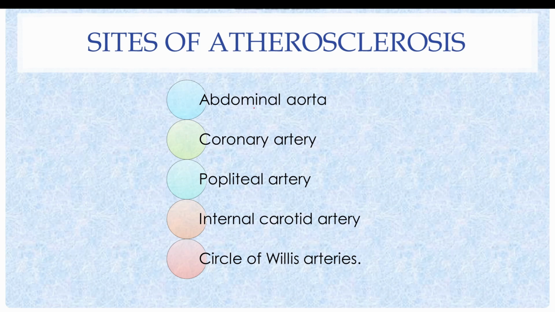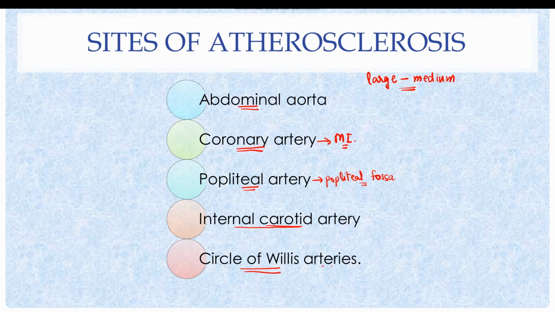The atherosclerotic plaques are typically formed in large or medium-sized arteries. The most common sites of atherosclerosis are the abdominal aorta and coronary arteries, which ultimately lead to myocardial infarction. The popliteal artery is present behind the knee in the popliteal fossa, and atherosclerotic plaques within the internal carotid artery and circle of Willis arteries are also present. The most common artery affected by atherosclerosis is the middle cerebral artery, causing ischemic stroke.